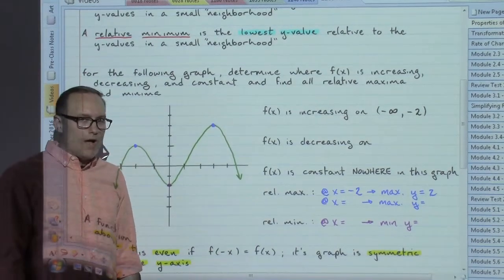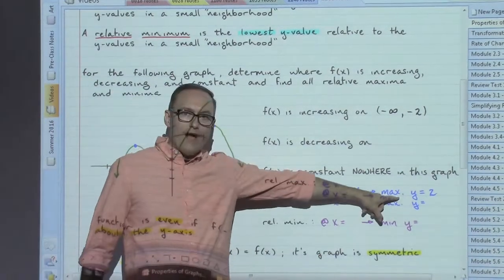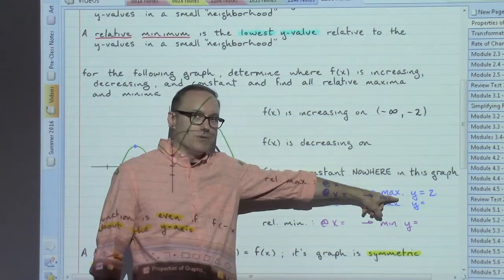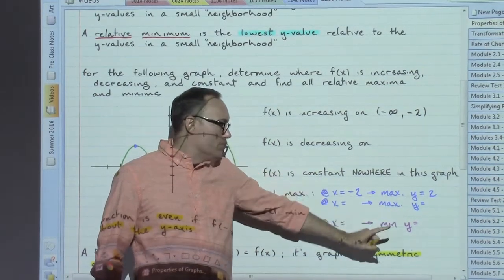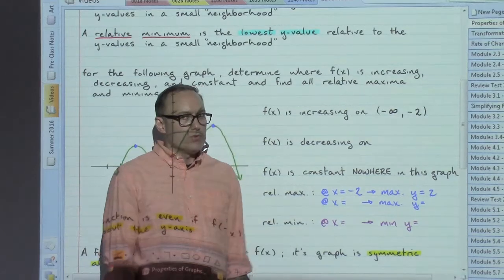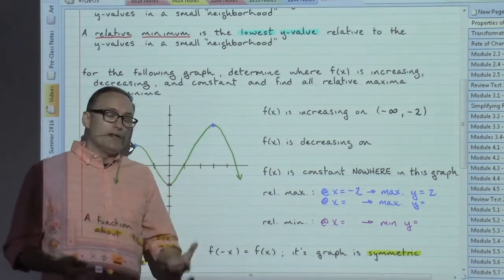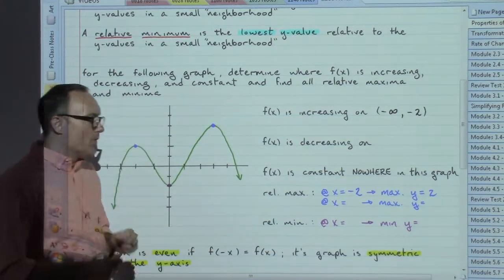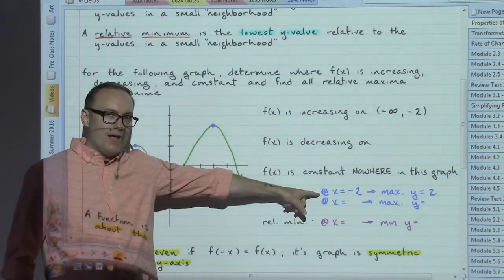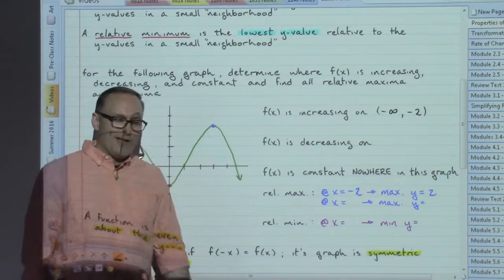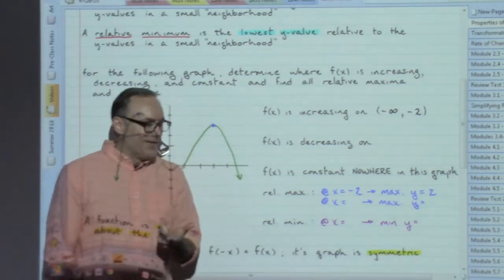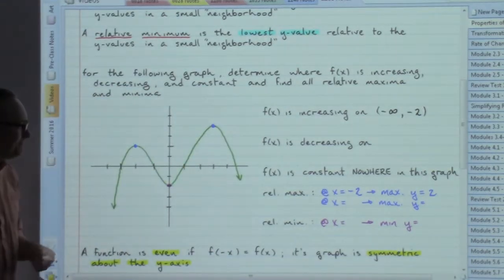Now, function values are y values. We've got to report a y value for the what is the maximum. What is the maximum? What is the minimum? Those are going to be y values. So we want to make sure that we're paying attention to what it is we're being asked to report. We don't want to give an x value if they're expecting a y value. We don't want to give a y value if they're expecting an x value. So we're going to pay attention to that sort of thing.